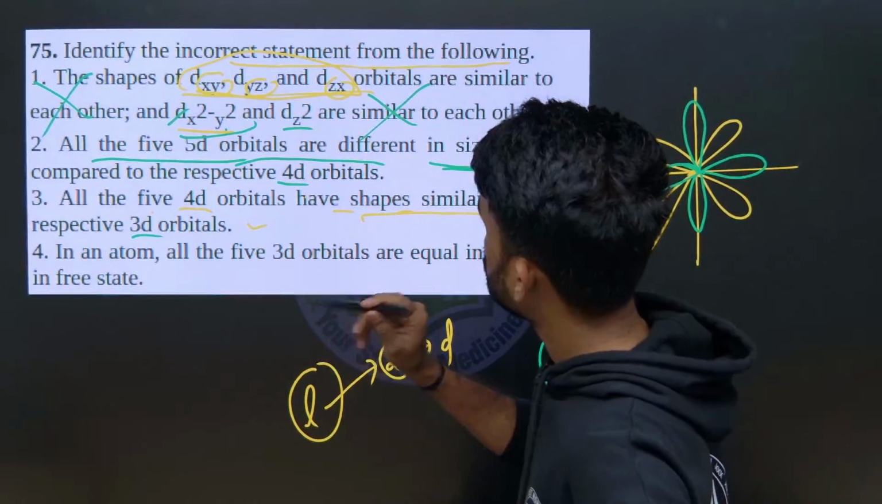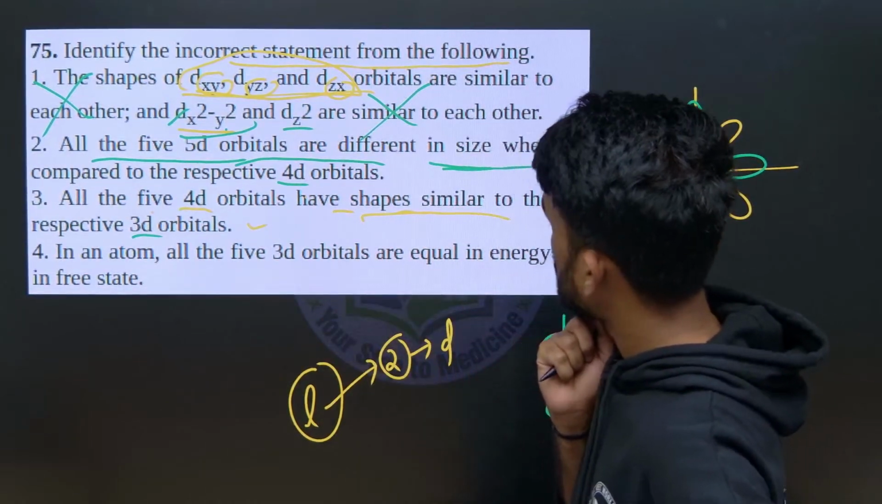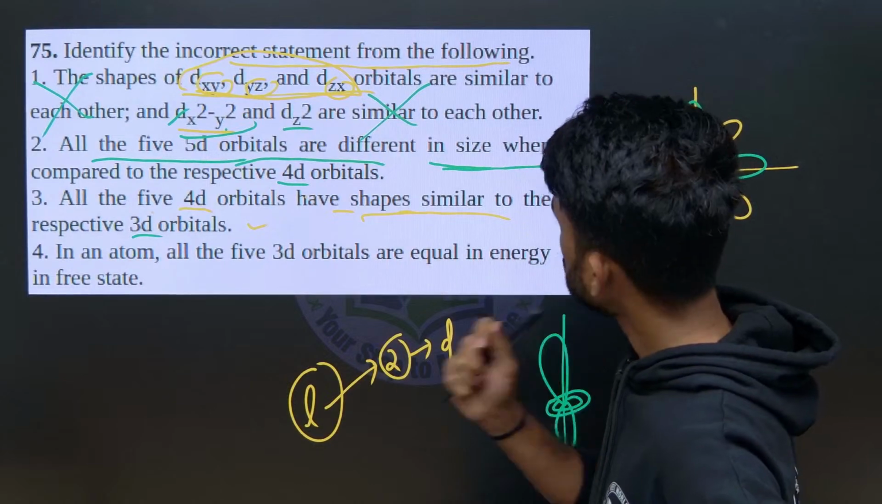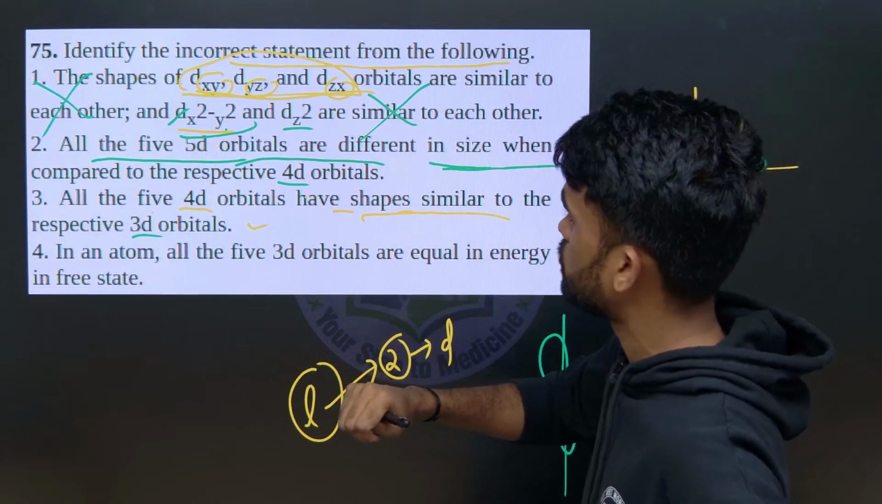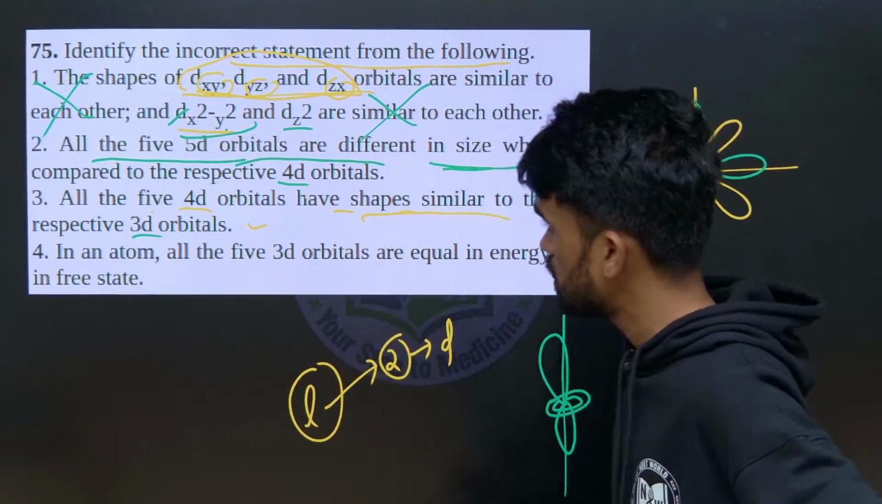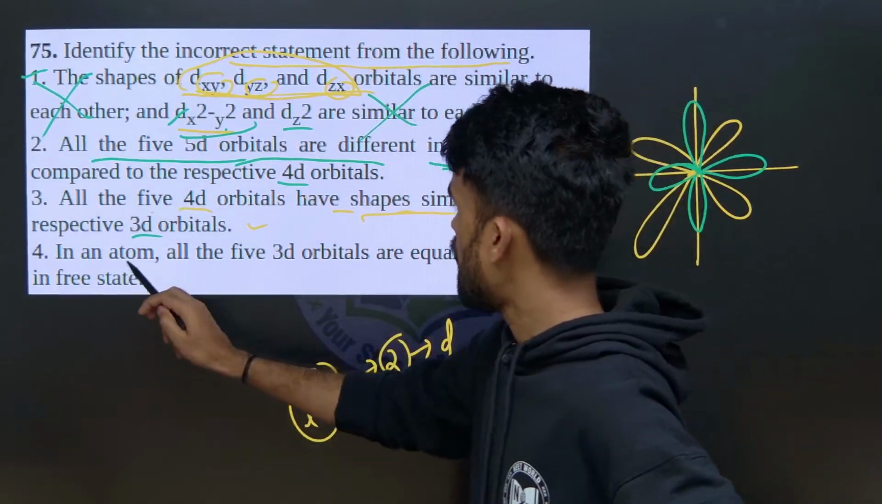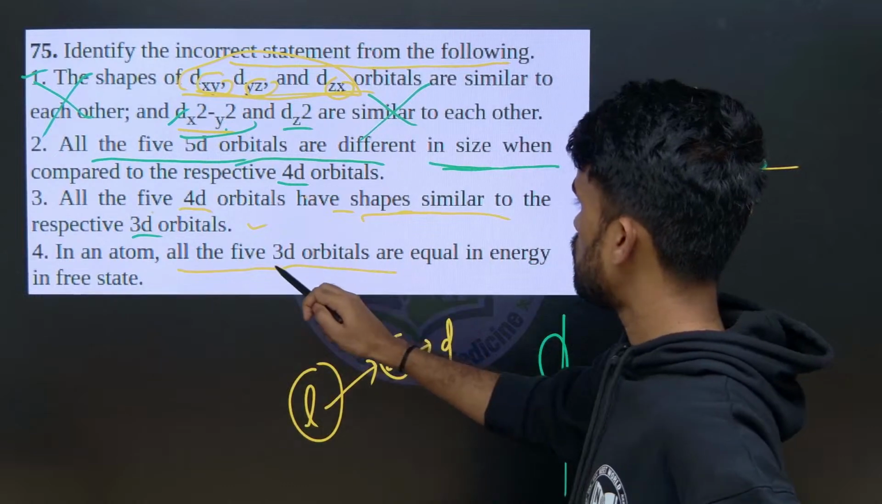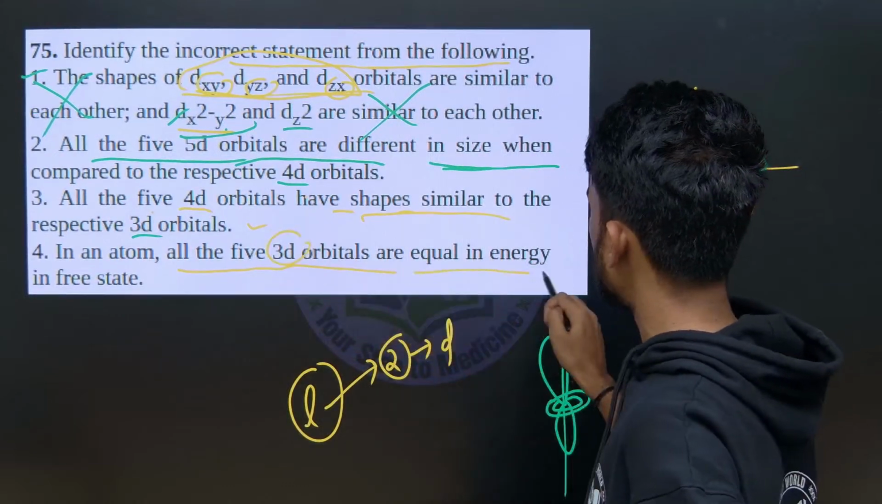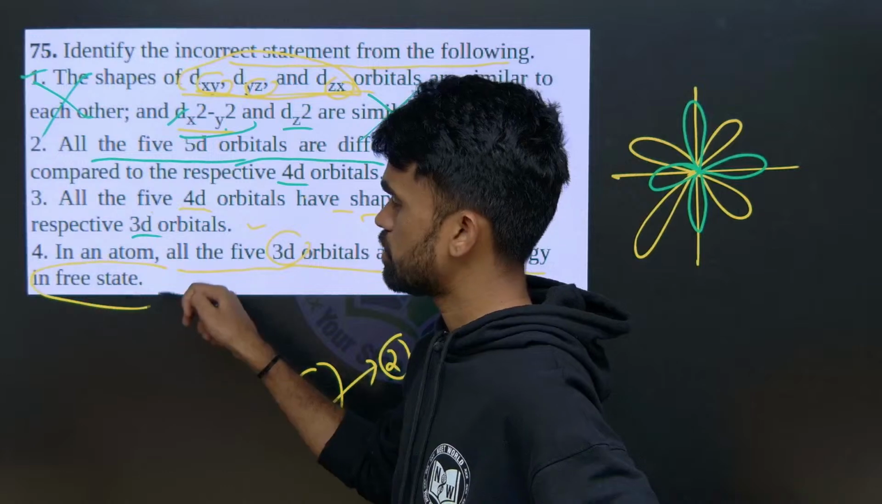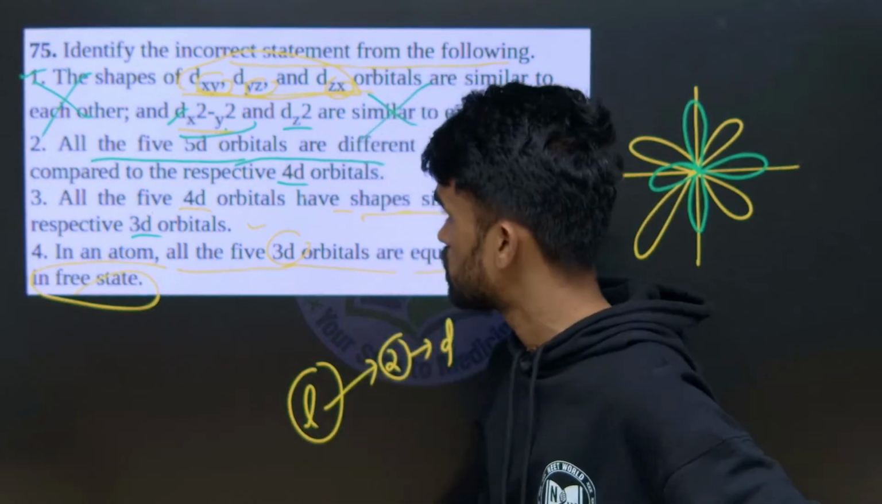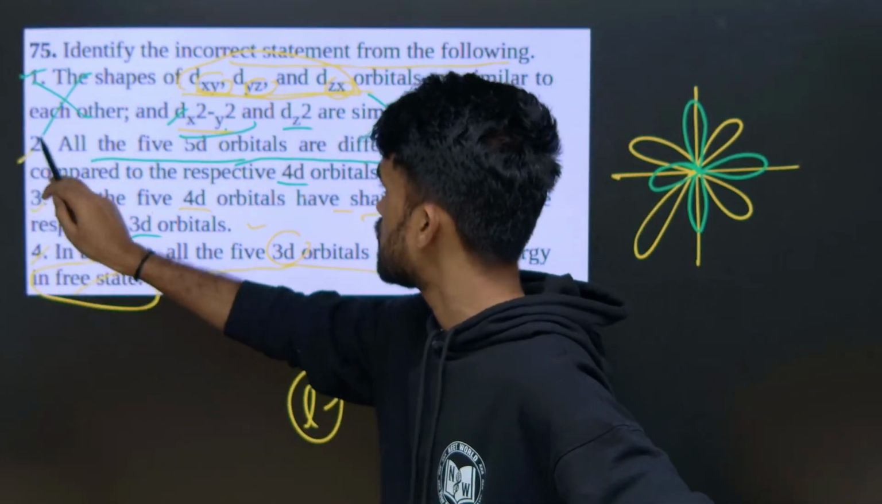They are asking about the incorrect one, right? Anyways, we got it in the first option itself. So the first option is incorrect. You can choose the first option as the answer for this. Okay, in an atom, all the 5 3d orbitals are equal in energy. Yes, in the free state. That is what we are saying, degenerate orbitals. So this is correct, this is also correct.